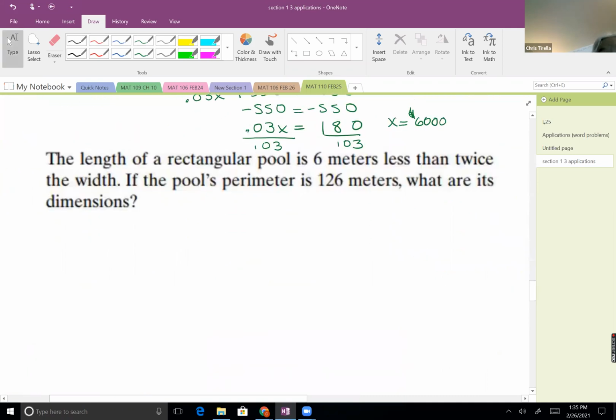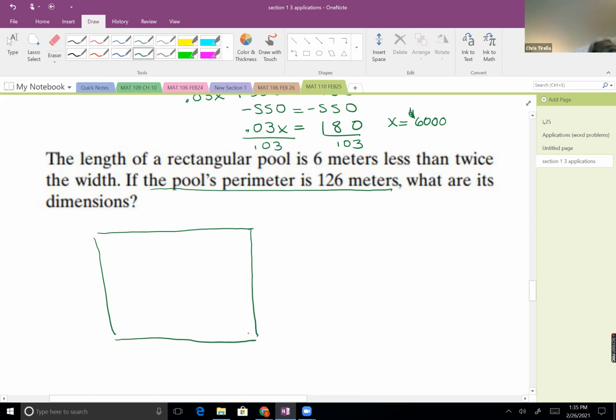the next one says the length of a rectangular pool is 6 meters less than twice the width. If the pool's perimeter is 126 meters, what are its dimensions? And this is one where, believe it or not, I think that drawing a picture keeps you from making careless mistakes, because we need to remember that the perimeter is the sum of all the sides.